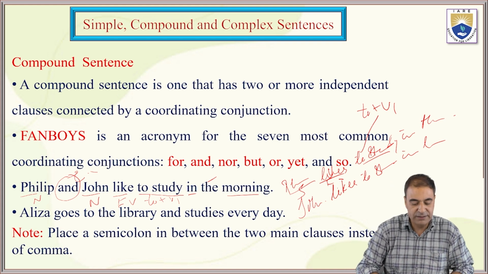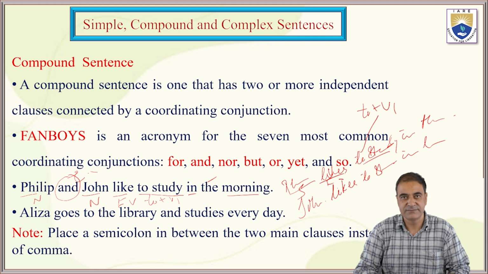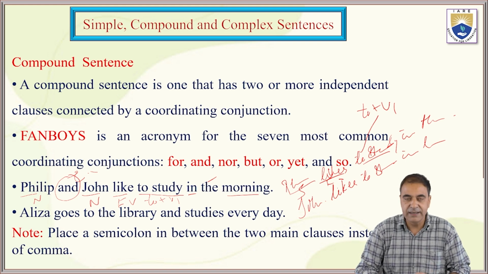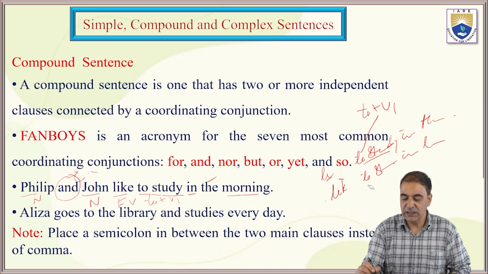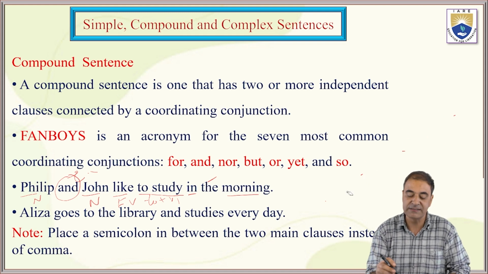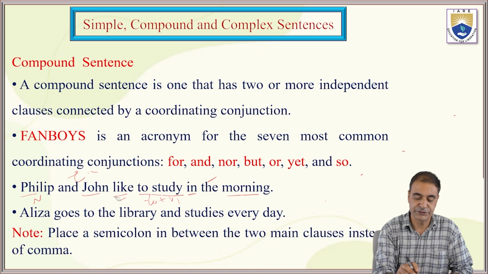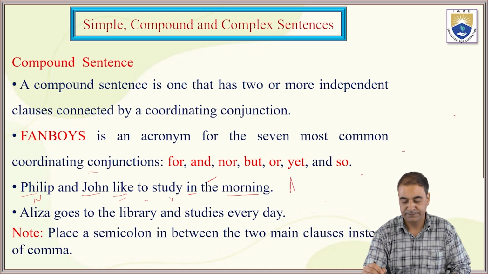Now the next one is Eliza goes to the library and studies every day. Here again, we have two clauses. And these two clauses have been connected by a coordinating conjunction, and that coordinating conjunction is and. Now look here. Our sentence is like this. Eliza goes to the library.